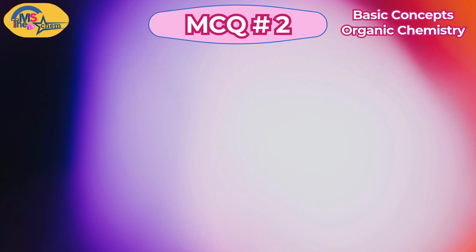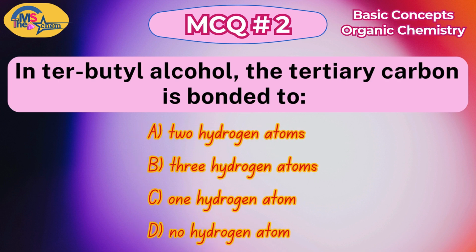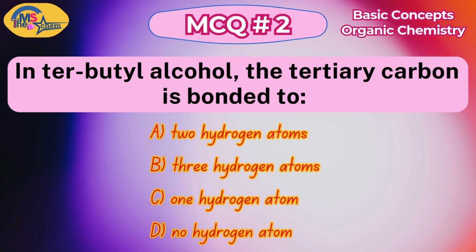And now the second question is: in tertiary butyl alcohol, the tertiary carbon is bonded to option A, 2 hydrogen atoms, option B, 3 hydrogen atoms, option C, 1 hydrogen atom, and option D is no hydrogen atom. Which answer is most appropriate for this question?